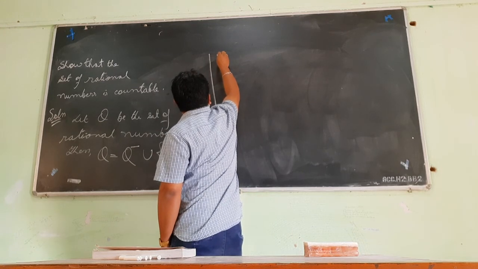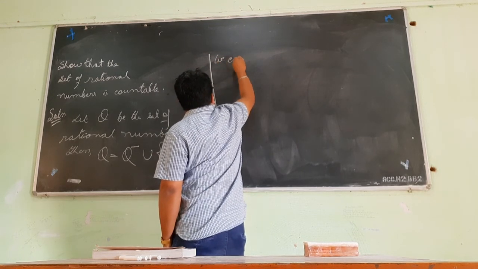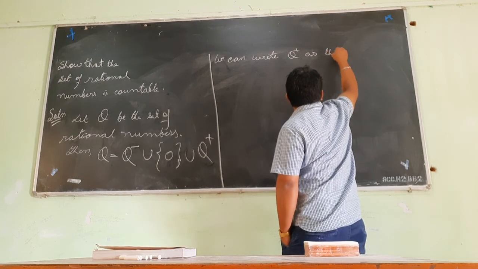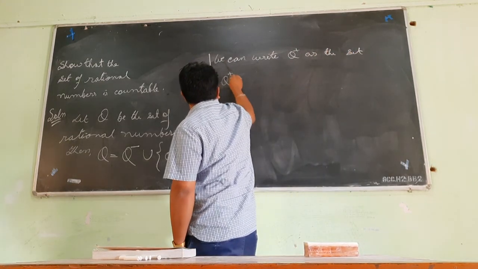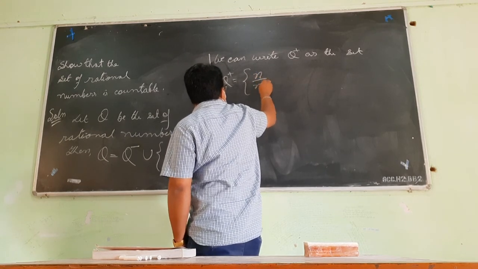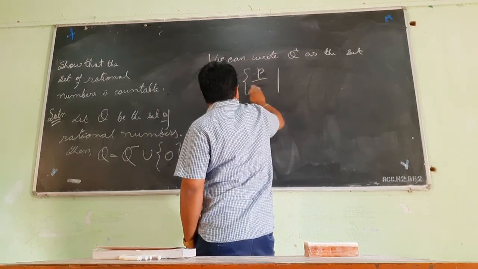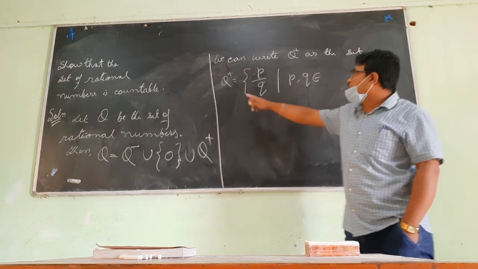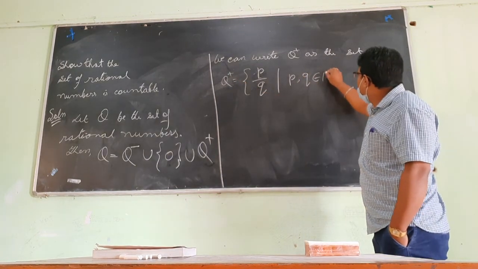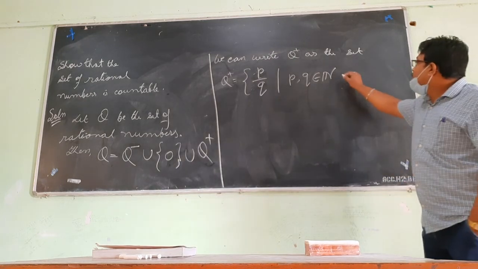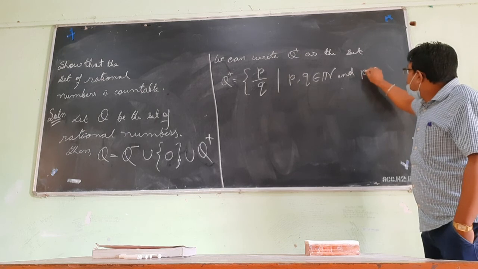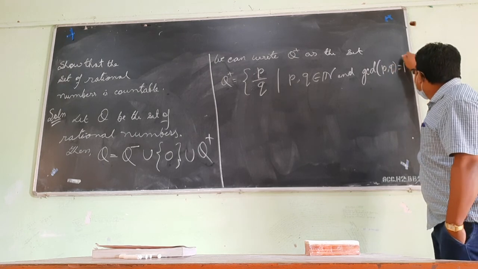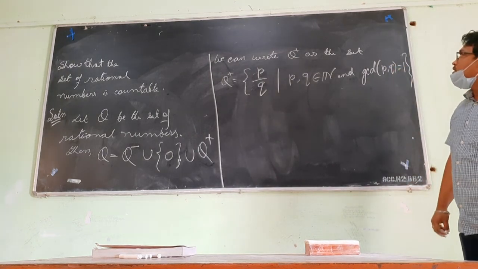So we can write Q plus as the set of all p by q such that p, q belong to the set of natural numbers, since I am considering positive rational numbers, and GCD, the greatest common divisor, of p and q is 1. So we can write Q plus as the set of this.